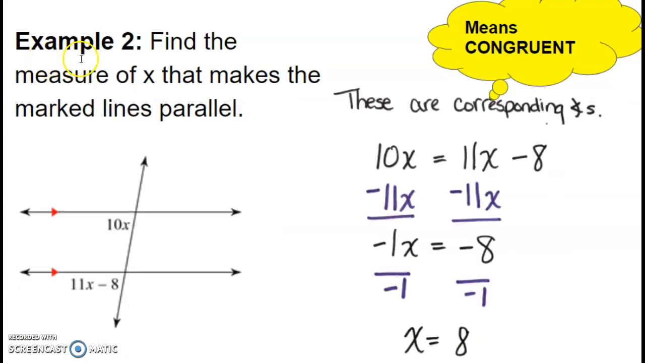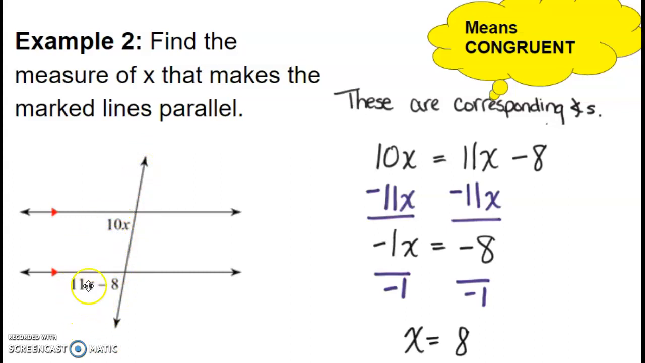All right, let's try example 2. Find the measure of x that makes the marked lines parallel. Once again, marked line, marked line. We're saying these two are parallel to each other, right? So that makes this a transversal.